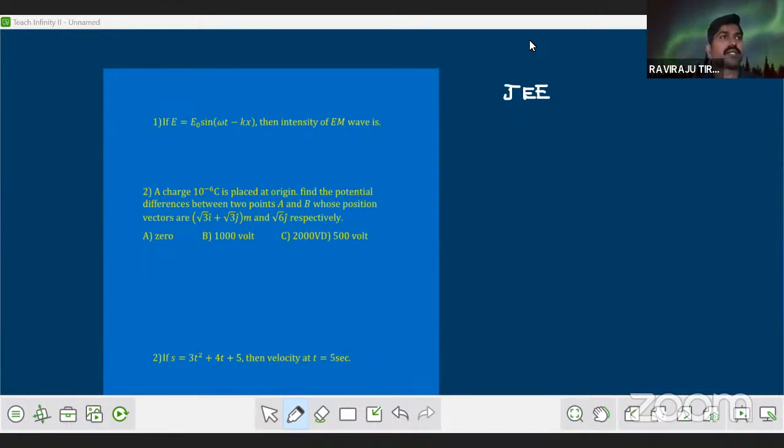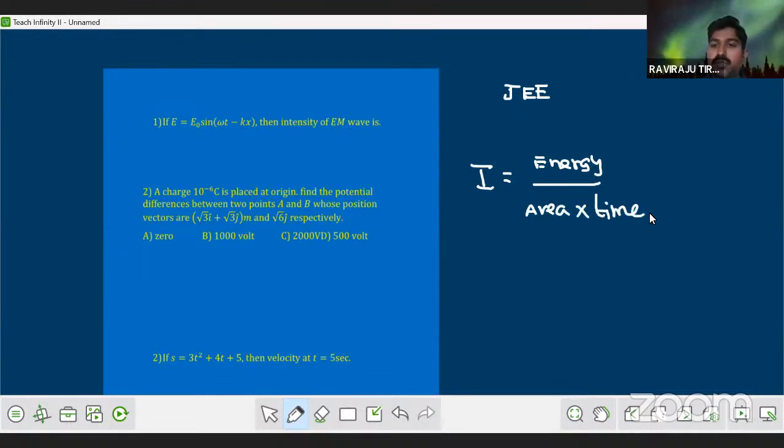Just forget about all these equations and electromagnetic waves. General formula. What is the formula for intensity of any wave? Not wave, for anything, the intensity formula is... In terms of energy at least. In terms of energy. Very good. Intensity formula is nothing but energy by area into time. So intensity equals, all of you write there. Write in words only. That is energy by area into time.